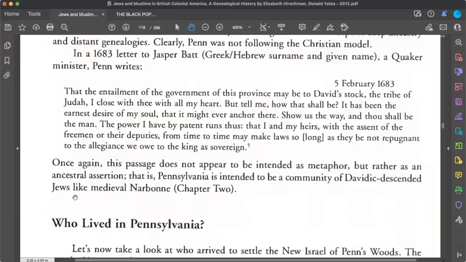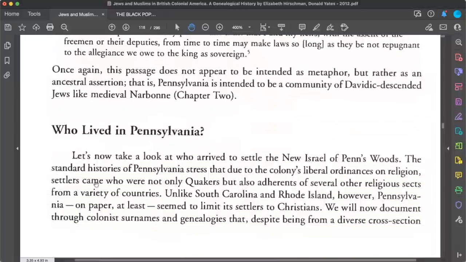All right, so this is deep, man, letting you know this is what Penn's idea was, what he was trying to establish in this area called Pennsylvania, this colony they gave him. All right, a community of Davidic descent, huh? Who lived in Pennsylvania? Let's now take a look at who arrived to settle the new Israel of Penn's woods.